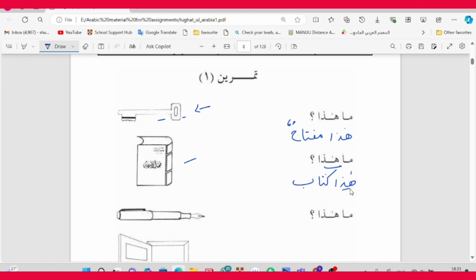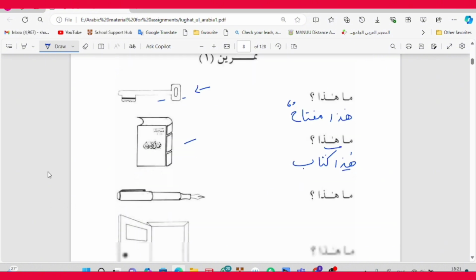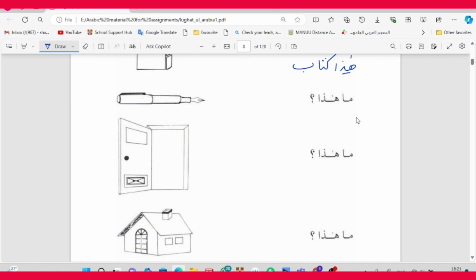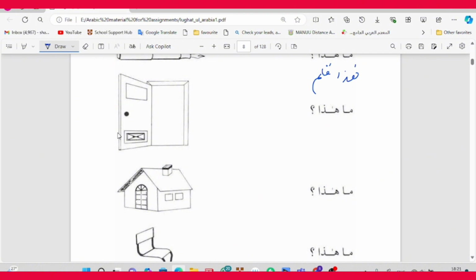Okay, so you see hada is a singular masculine noun for near. Ma hada, what is this? As you see in this picture, this is a pen. So you will say hada qalam, this is a pen. Ma hada, what is this? You see this is, I think, a cupboard, or this is a gate. So you will answer hada bab, this is a gate.